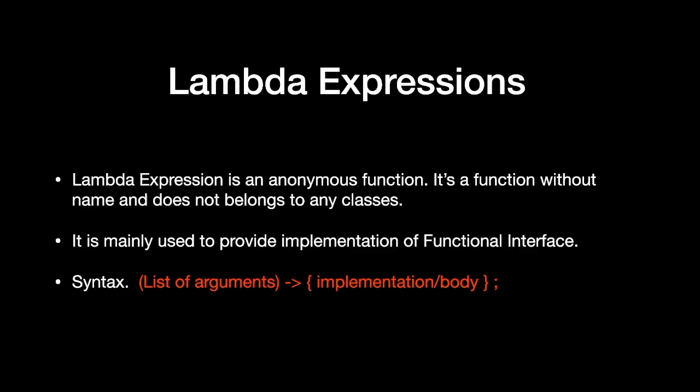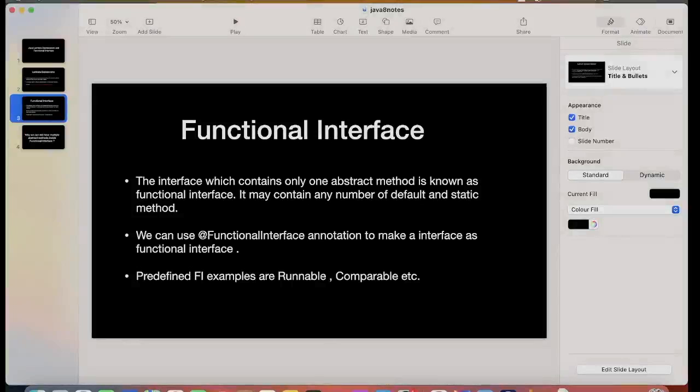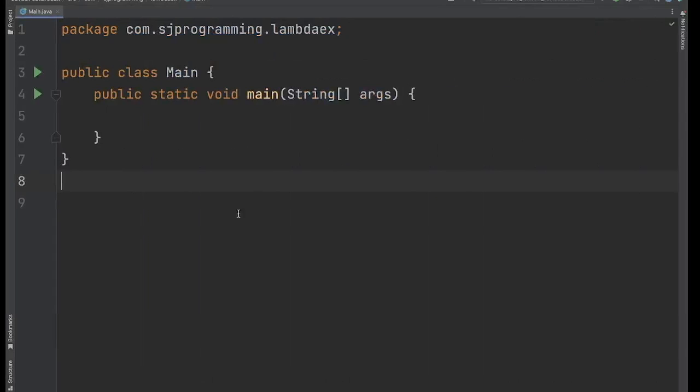Now let's first understand what the functional interface is, and then we are going to open IntelliJ and practice. A functional interface is an interface which contains only one abstract method, and it may contain any number of default and static methods. Now let's go to our IntelliJ and try to create the functional interface and then Lambda expressions.